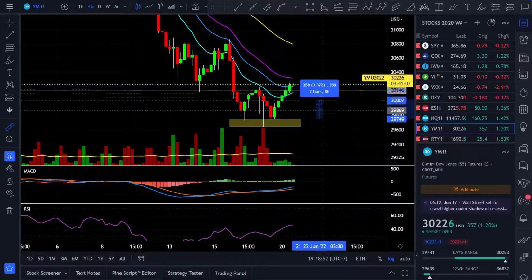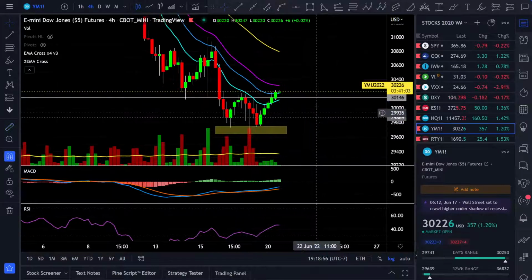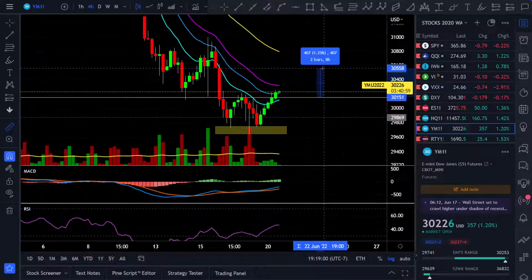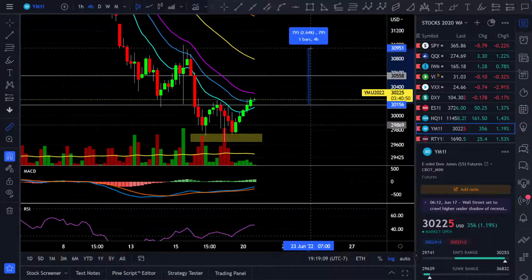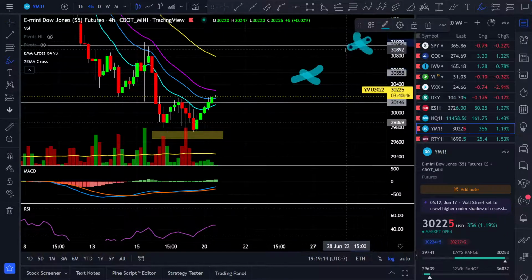So I'm seeing here a measured move. If it breaks to the upside, 1.37% would be like right here, 30,558. If it goes double the target, basically if it goes 2.6%, that would be way up here at almost 31,000. Those are 2 swing trading targets for long term.